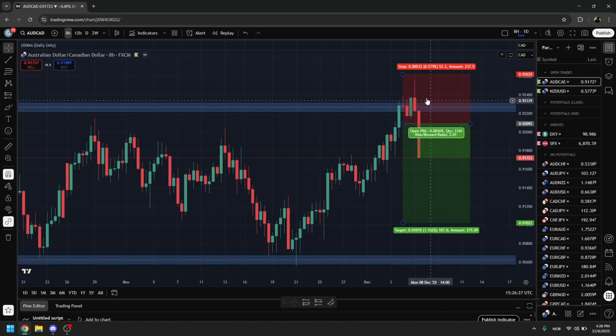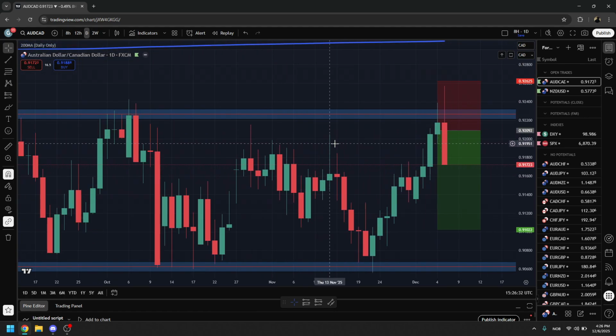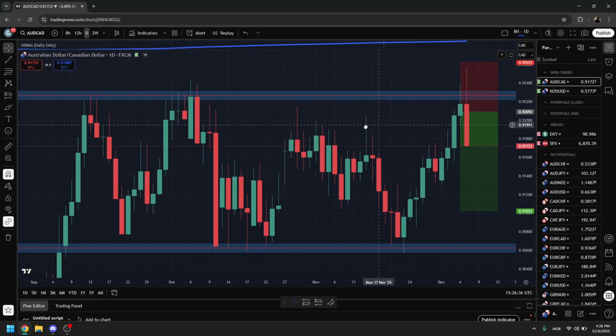Sell loss has already been moved down. It went down pretty quick. But yeah, areas, if they don't look clean, just leave it.